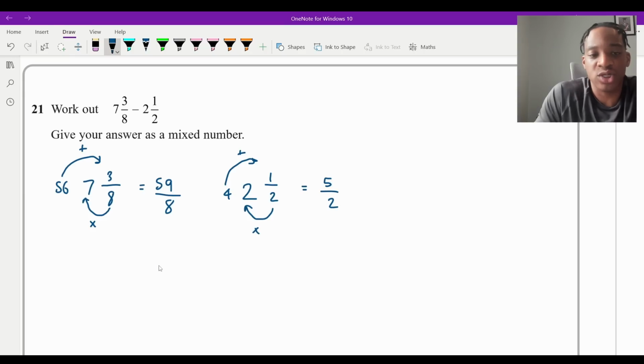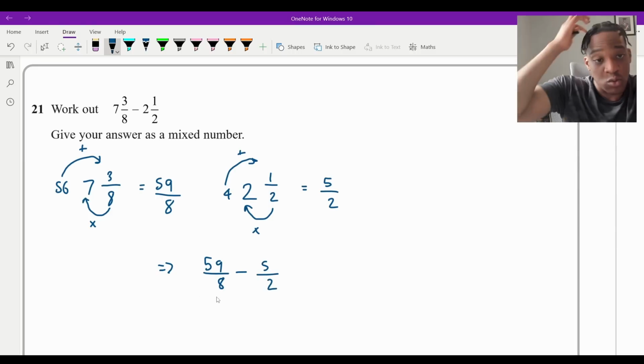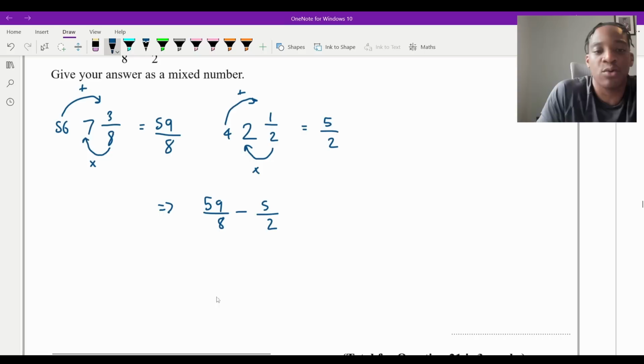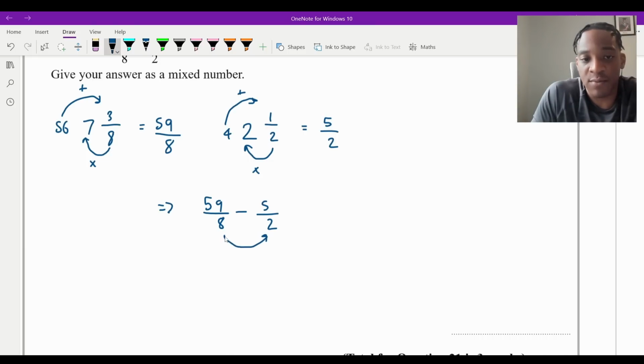What I can do is say, the question is now just going to become 59 divided by 8 minus 5/2. So what do we do now? Well, remember, we need to subtract these fractions. We can't subtract fractions if they have different denominators. So we need to have a common denominator, which will be the lowest common multiple. Now, we know that we can multiply these two together, and that will give us a common denominator.